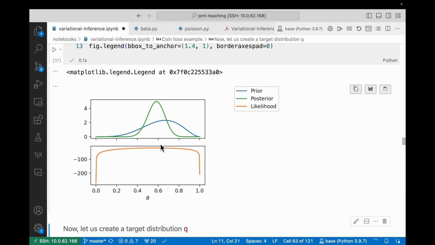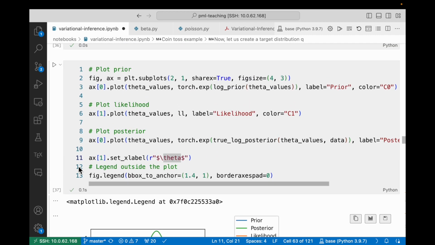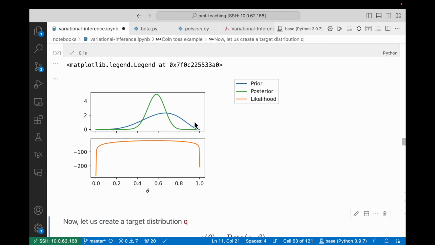Of the second plot, that is the log likelihood. The axis is log likelihood. That is why it can go so low.